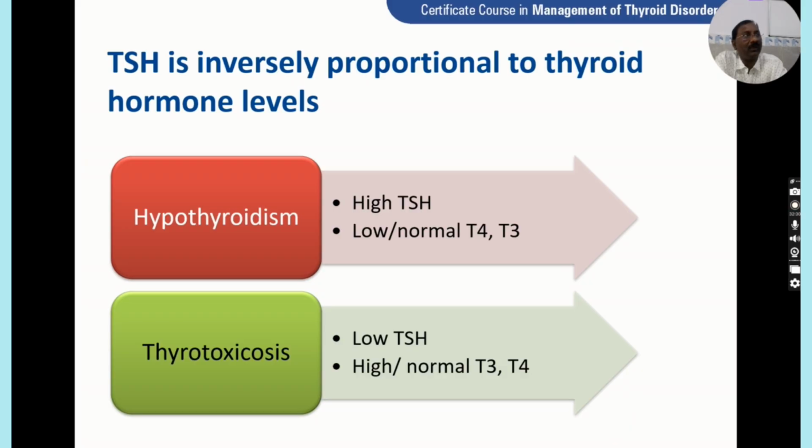So in hypo, you will have high TSH. In hyperthyroidism, you will have low TSH. Whereas in the overt, either hypo or hyperthyroidism, you will have changes in the T3 and T4 levels also. This is very, very important. So don't diagnose cases with TSH alone.